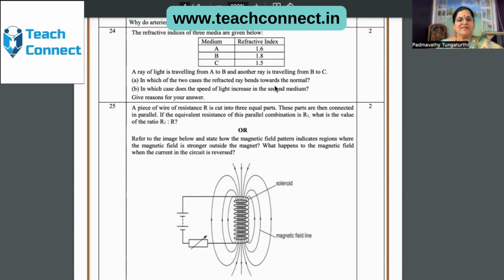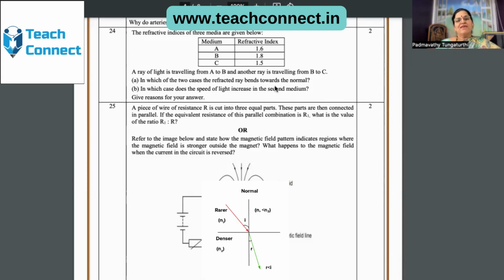A ray of light is traveling from A to B, and another ray is traveling from B to C. What did the student learn in the classroom? He has only learned that when the ray of light is moving from a rarer medium to a denser medium, the ray of light travels towards the normal. This is a fact which the student remembers.